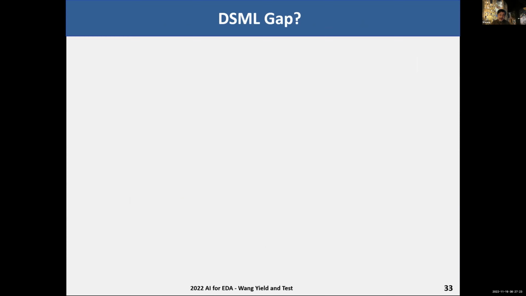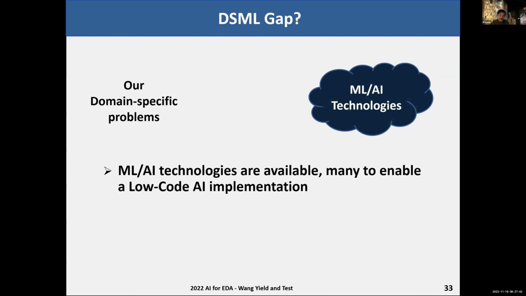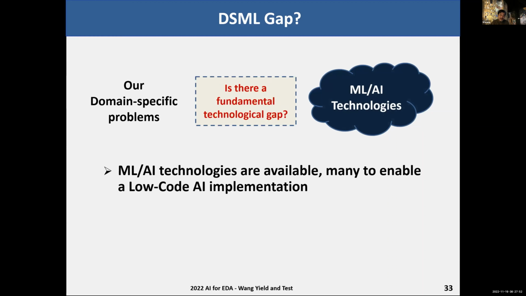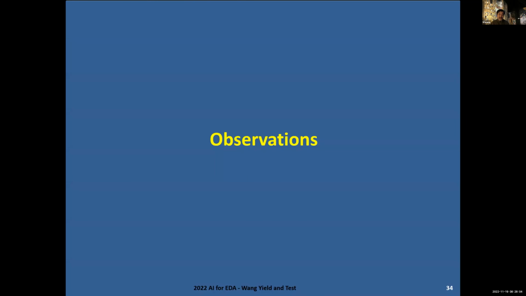So we were interested in understanding what we call the DSML gaps. On one end, we have this machine learning AI technology available from the machine learning community. And much of the technology has already been packaged and enables us to achieve local AI implementations. On the other end, we have our domain-specific problems I just mentioned, in the data analytic context. And we want to know if there's a fundamental gap to connect the two, or is our DSML just about picking and choosing a technology and applying it on the domain-specific data. So next, I will summarize observations from our reflections with high-level pictures.